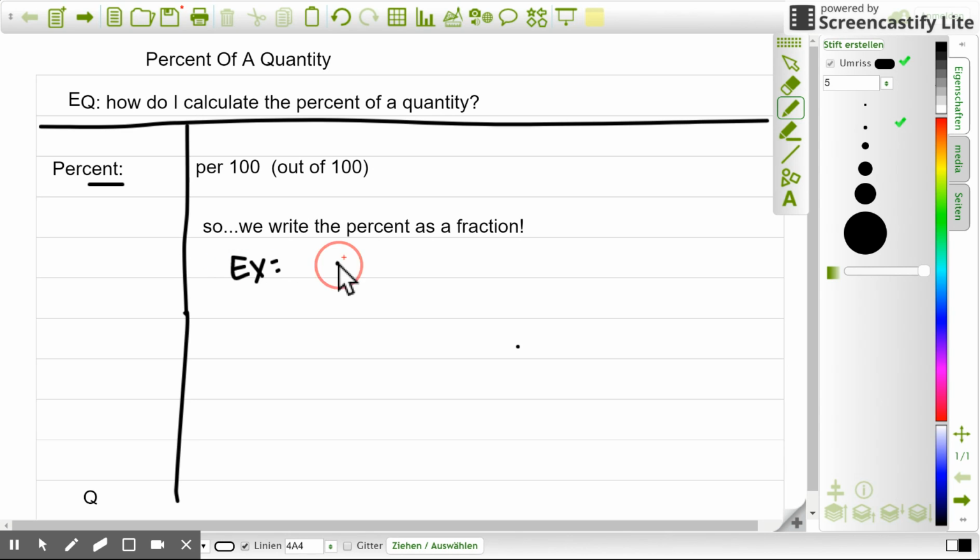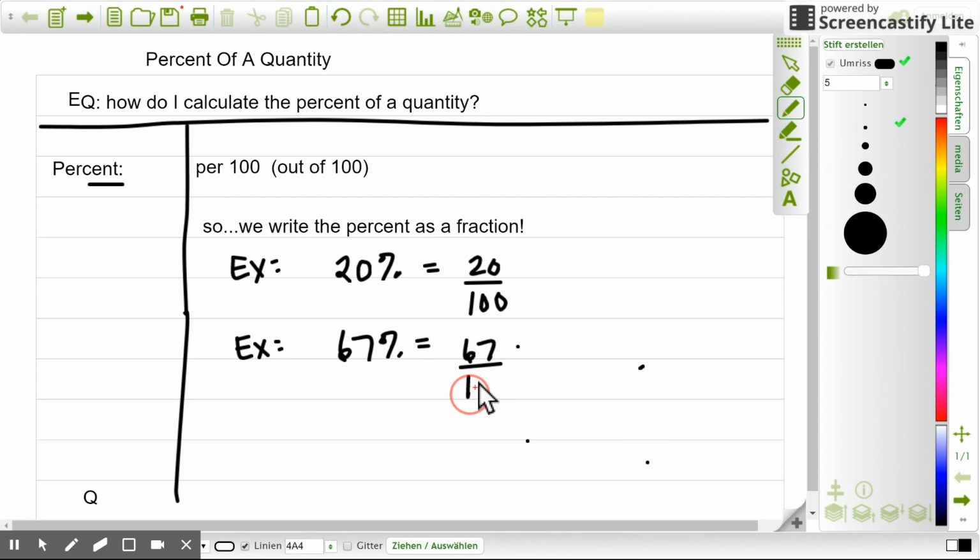If I'm writing a percent as a fraction, I might have 20%, and I'm going to write that as 20 out of 100, or 20 per 100. That means every 100 pieces that I have, 20 of them are filled up. Okay, another example. Let's say we have 67%. How am I going to write that? I'm going to write that as 67 out of 100, or 67 per 100.